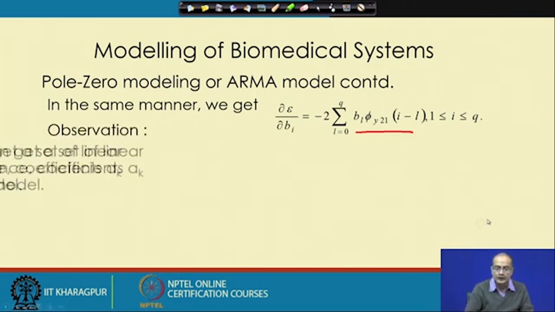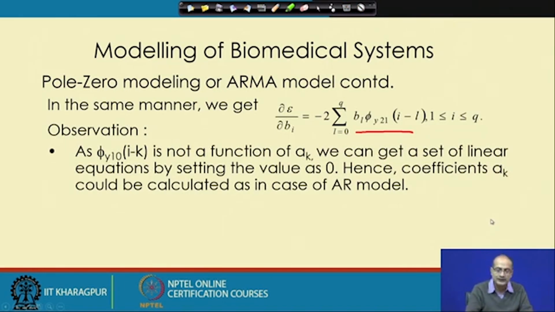Now, if we look more carefully, we observe something, the terms phi y 1 comma 0, they are not function of AK. So, we get a set of linear equations by equating that partial derivative to 0. So, by that way we can compute the coefficients AK by those p equations, because p equations and p unknowns are there.